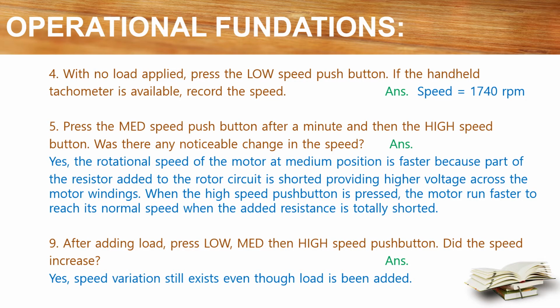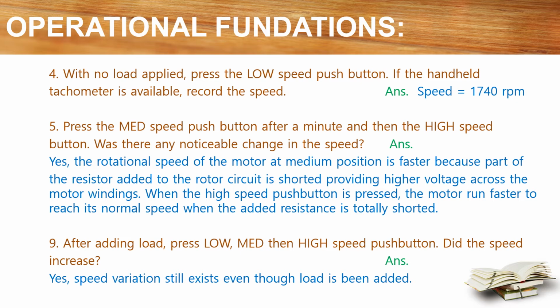Well, in your lab manual, you will find question number 4, number 5, and number 9 to be answered. The answer for question number 4: using the tachometer, the speed was found to be 1740 RPM. And question number 5 was asking if there was a noticeable speed change when we move from medium to high speed.